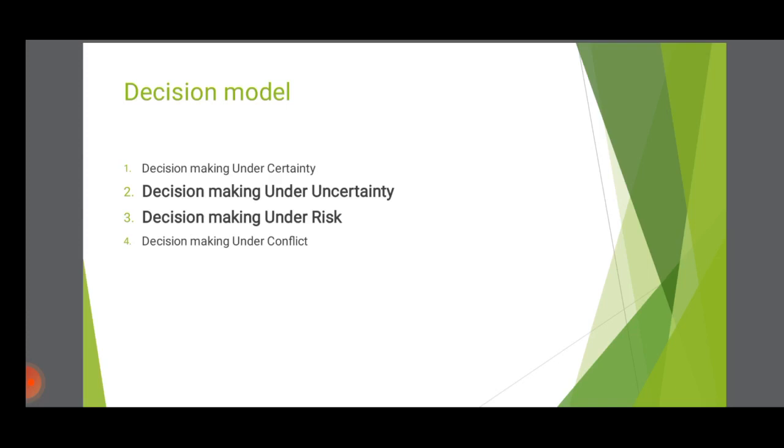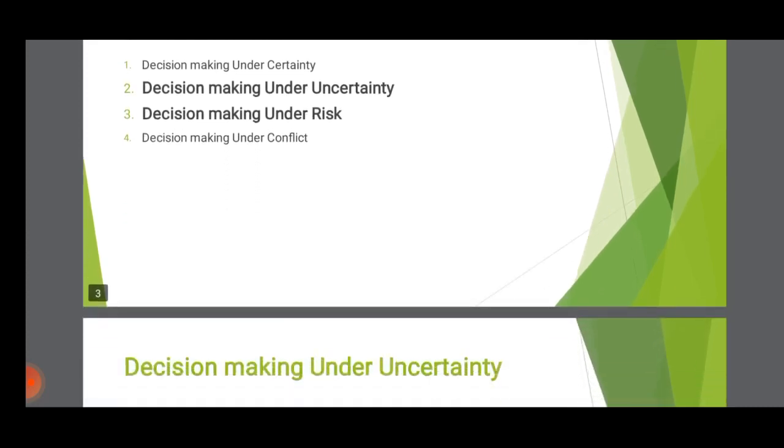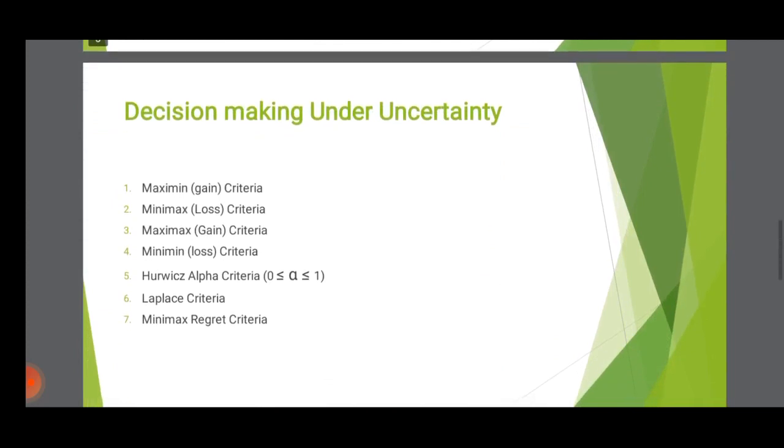There are four types. First, decision making under certainty. Second, decision making under uncertainty. Third, decision making under risk. And fourth, decision making under conflict. Of the above types, we are going to solve the problems related to decision making under uncertainty and decision making under risk.